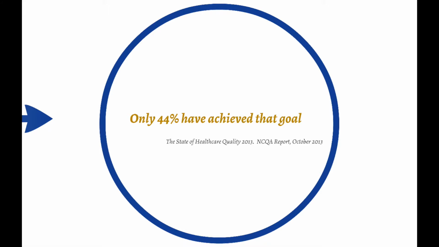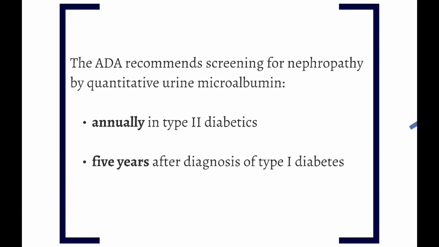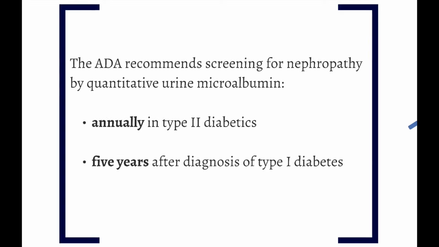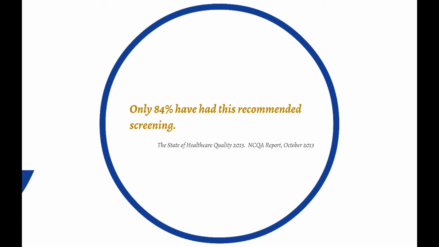What about nephropathy screening? How often should we be checking urine microalbumin? The ADA recommends annual microalbumin screening in all type 2 diabetics, as well as 5 years after diagnosis of type 1 diabetes and annually thereafter. How well are we doing with this recommendation? Only 84% of diabetics have had this recommended screening.